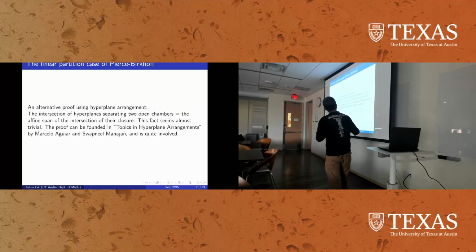So we can actually cite a result from hyperplane arrangements. It says that if you have a hyperplane arrangement, then the intersection of hyperplanes separating two open chambers equals the affine span of the intersection of their closures. So you have a very intuitively correct statement in hyperplane arrangements. And this is no easy proposition actually. The proof is quite long. It's in this textbook, about 60 pages in, and you need all the prior definitions. But anyway, you can find a proof in the textbook. So this tells us that the linear partition case of Peirce-Birkhoff is true.